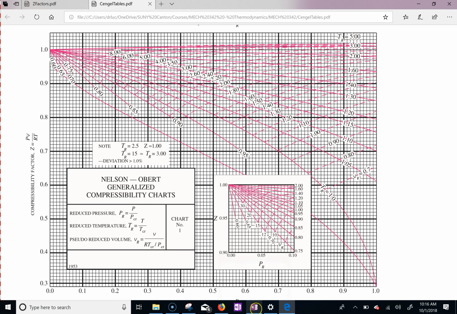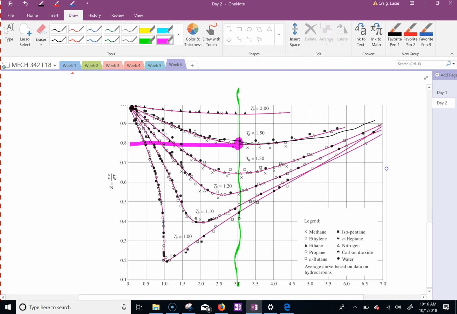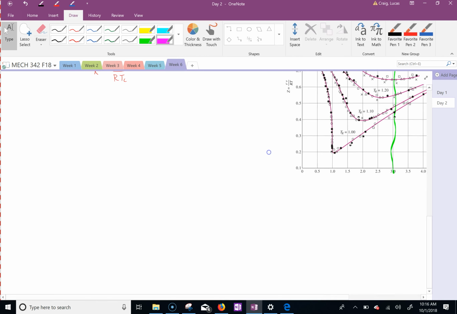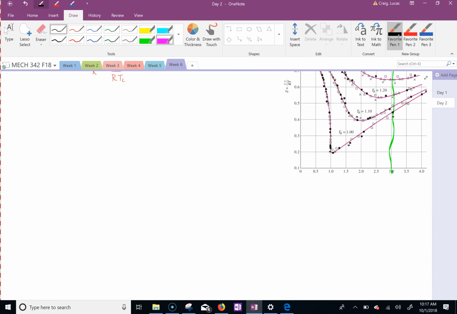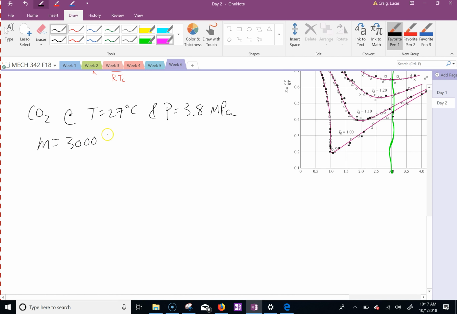All right, so let's do a practice problem on that. Make sure you know how to do that. Okay, so we got CO2 at 27 degrees C, and the pressure is 3.8 megapascals. We want to store 3,000 kilograms, and we need to find the volume.